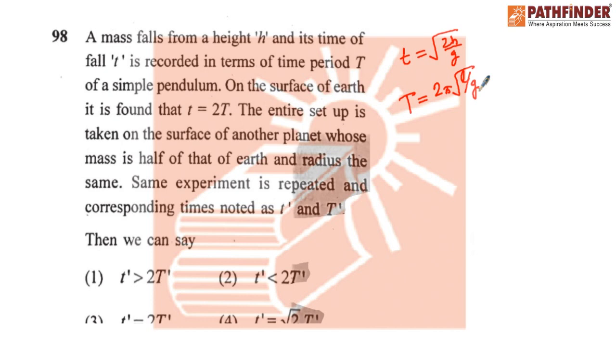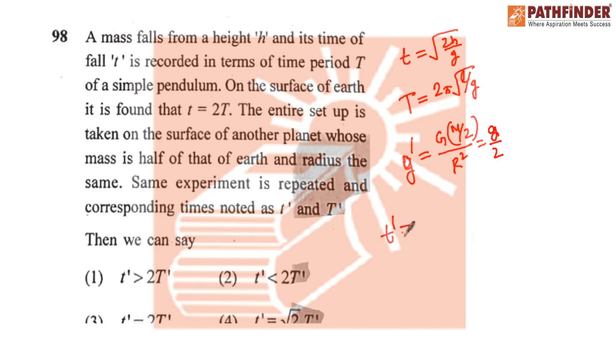Now the entire setup is taken on the surface of another planet whose mass is half of the earth and radius is the same. So you have to check how g is changing there. If you consider the change of g, g prime is equal to G times mass half, M by 2, divided by radius the same, R square. That means it is equal to g by 2. So g changes by the amount g by 2.